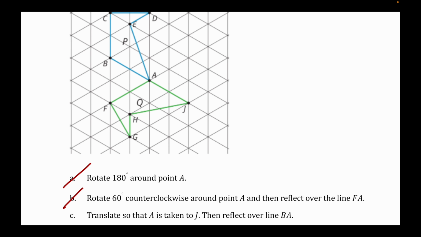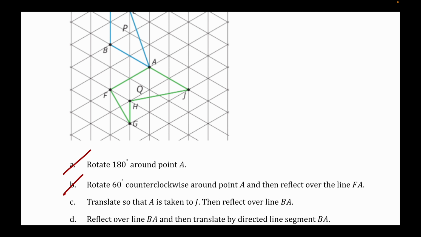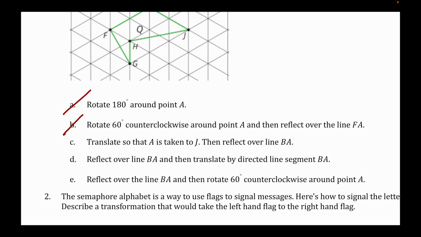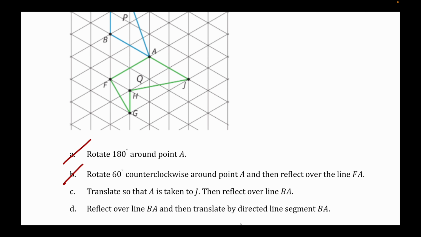Now you could go through and try to perform all of these rotations, reflections, translations, but it is easiest to focus on one item. So I'm going to be focusing on A and J. So that brings us to choice C, which is translate so that A is taken to J. And this is the first one that actually puts A and J in the same spot. So things are looking good. So translate so that A is taken to J.